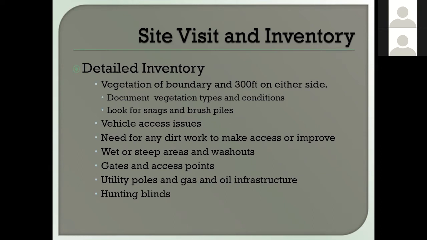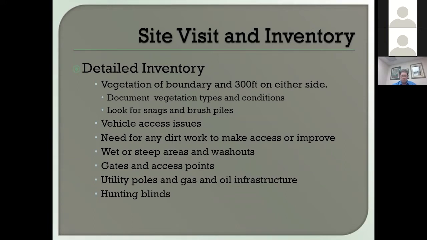Another thing to do in the inventory is make sure you do a detailed analysis of the vegetation along the boundary and about 300 foot on either side. Document what the type of vegetation is, what the condition is. Is it dormant? Is there a lot of high fuels, a lot of tall grass, things like that? Any brush piles or anything like that in those areas?